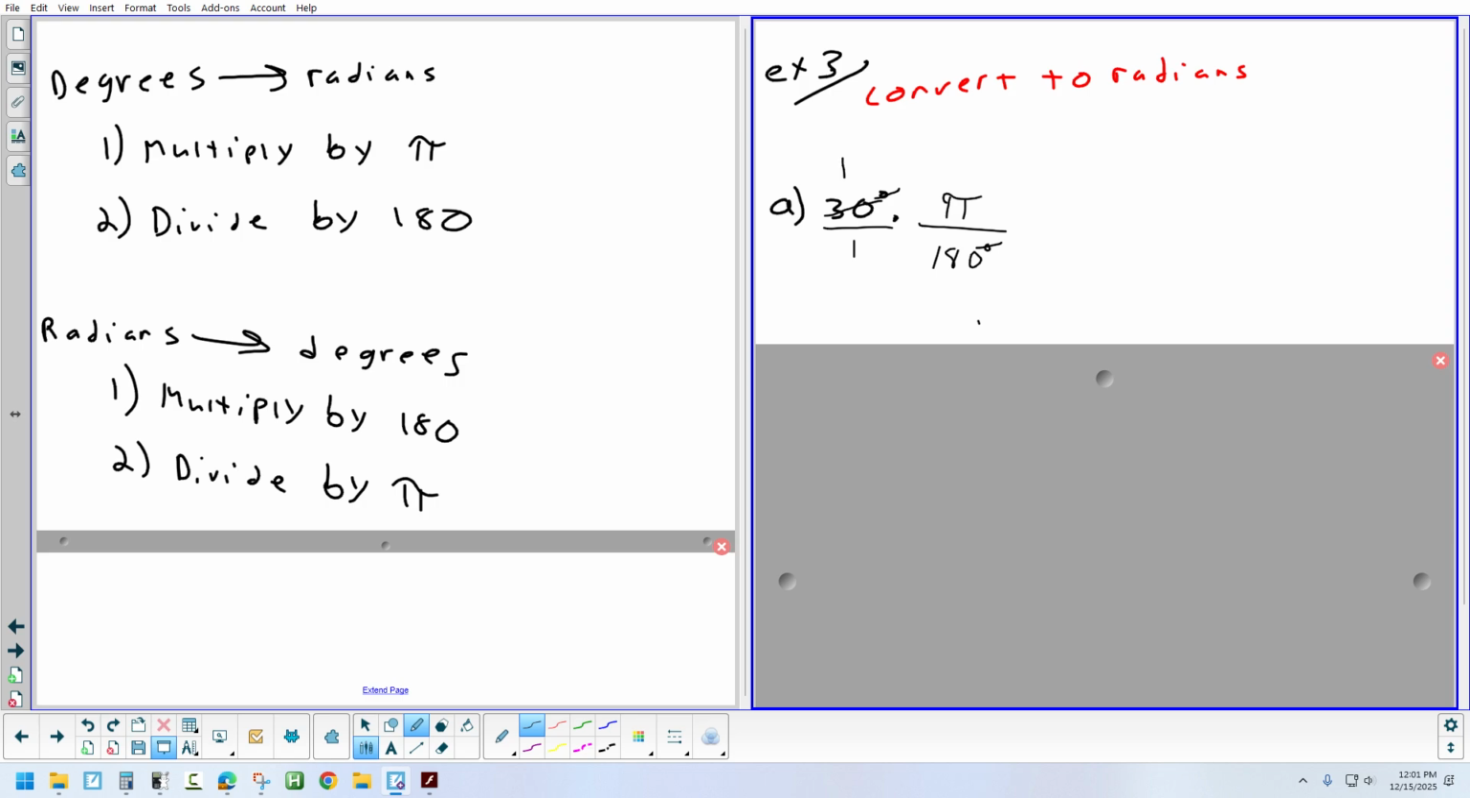And how many times does 30 go into 180? 6. Now multiply straight across. What's 1 times pi? Pi. And what's 1 times 6? 6. That's how you write your final answer.